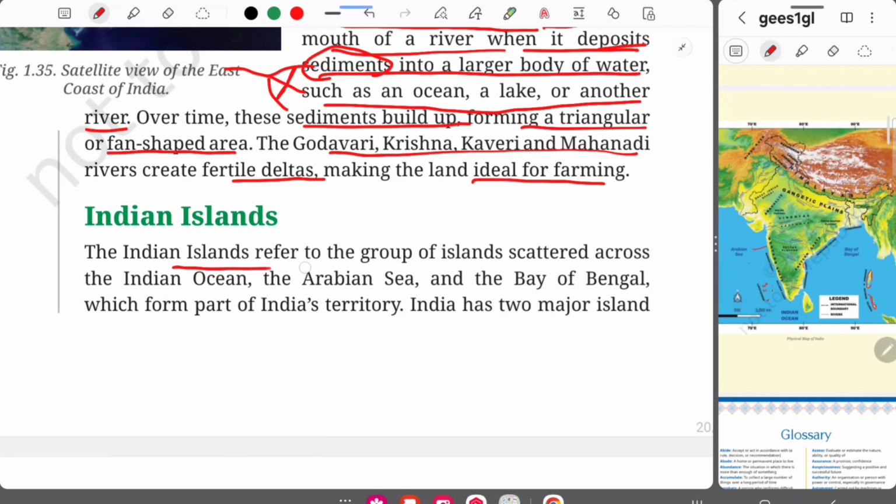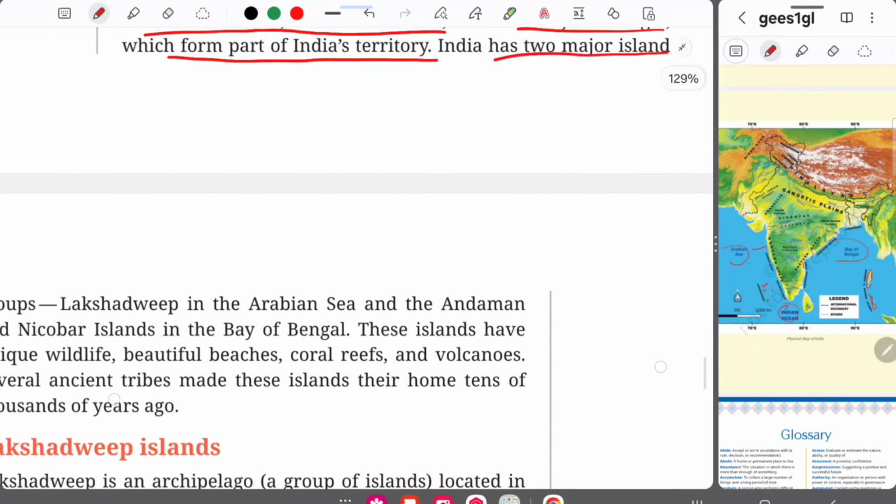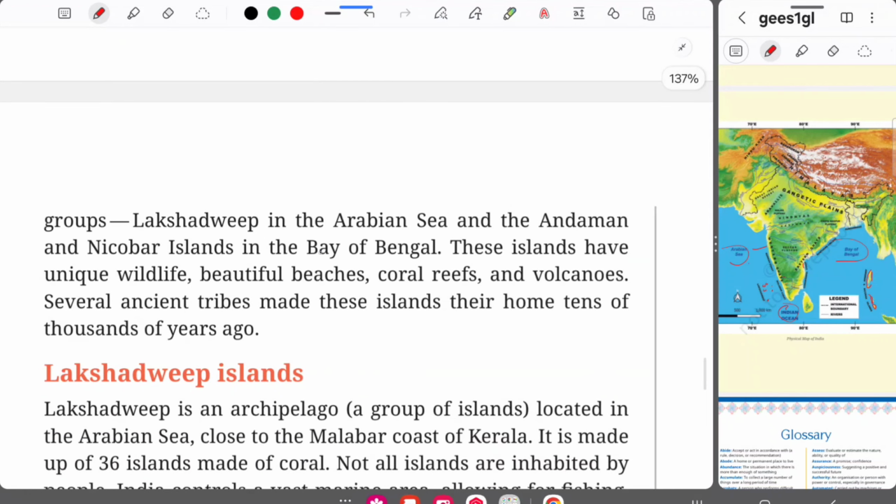The Indian islands refer to the group of islands scattered across the Indian Ocean, the Arabian Sea and the Bay of Bengal, which form a part of India's territory. So India has two major island groups: Lakshadweep in the Arabian Sea and Andaman and Nicobar in the Bay of Bengal, which I have already shown you, isn't it? Here we have Lakshadweep, here we have Andaman and Nicobar.